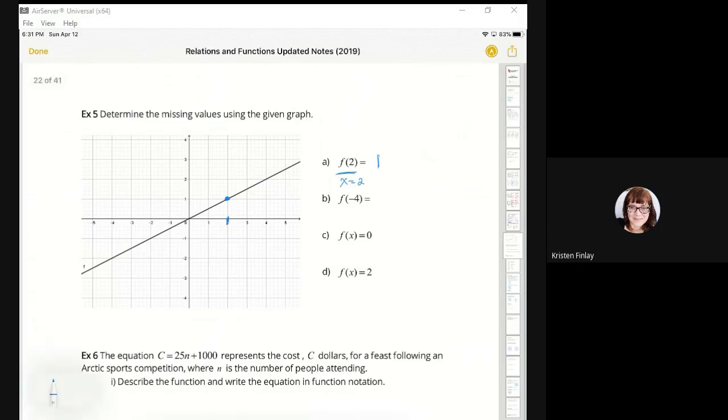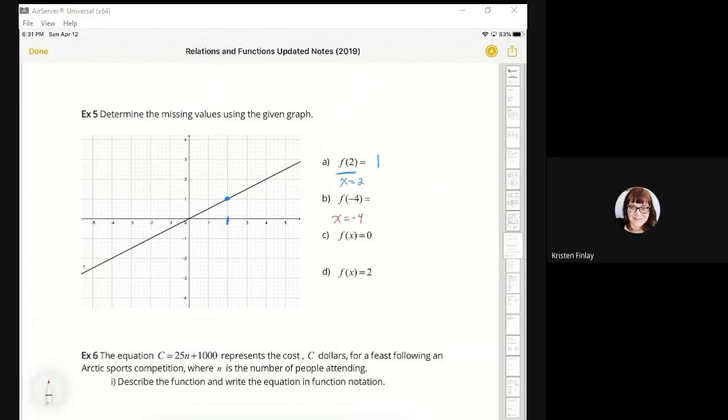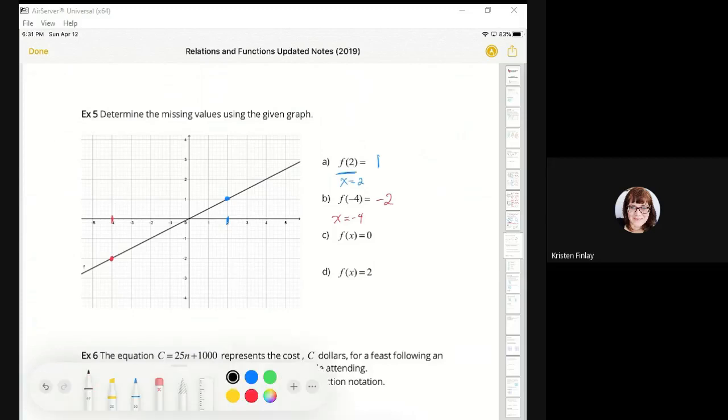For the next one, and I'll change my color just to show you. So this means x equals negative 4. So if we go over here where negative 4 is, and we look down, my output would be negative 2. We'll go back, we'll use black this time.